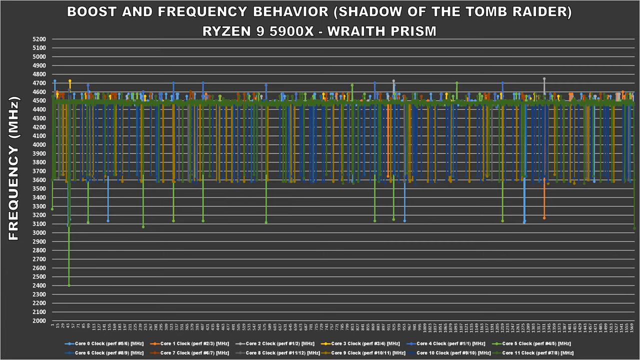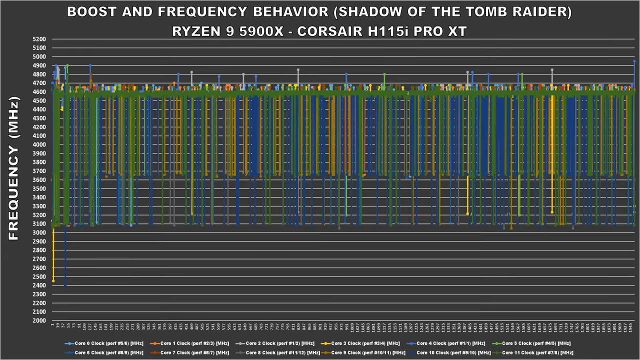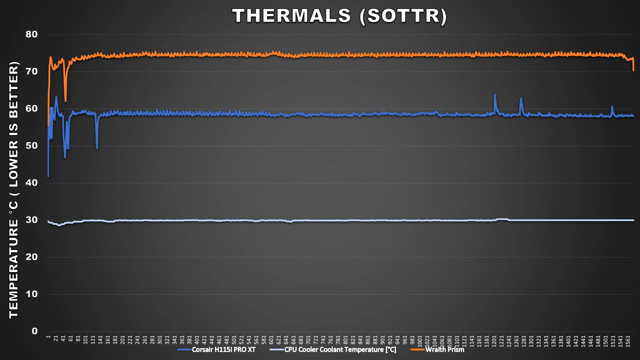This graph here should explain what I'm talking about, where with the Wraith Prism, we can see most of the cores sitting around 4.5 GHz while boosting between 4.5 to 4.6 GHz for the most part, and some of the better cores are boosting a little above 4.7 GHz. In comparison, with the Corsair H115i PRO XT, we're seeing a similar story, but an uplift of around 100 to 150 megahertz, where now we're seeing the cores hover around 4.6 to 4.7 gigahertz, with some of our better cores boosting above 4.8 gigahertz. So this could result in better performance from the 5900X using the Corsair AIO, but it wouldn't be a huge advantage over the Wraith Prism.